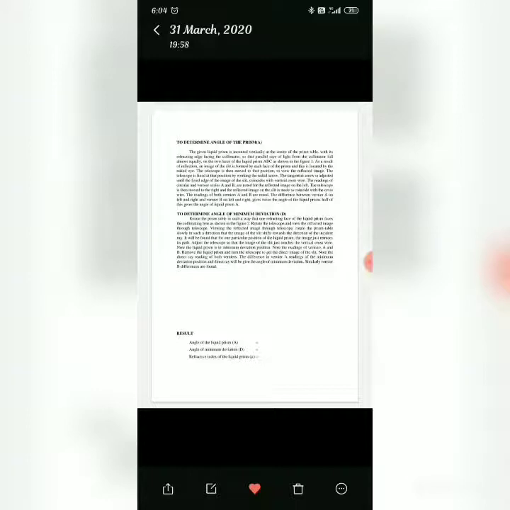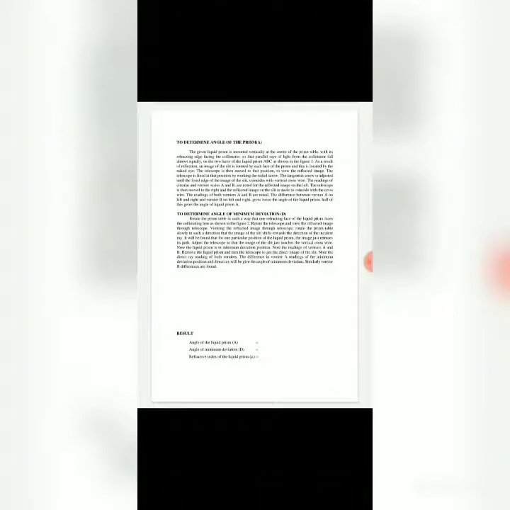As a result of reflection, an image of the slit is formed by each face of the prism, and this is located by the naked eye. The telescope is then moved to that position to view the reflected image. The telescope is fixed at the position by tightening the radial screw. The tangential screw is adjusted until the fixed edge of the image of the slit coincides with the vertical crosswire.